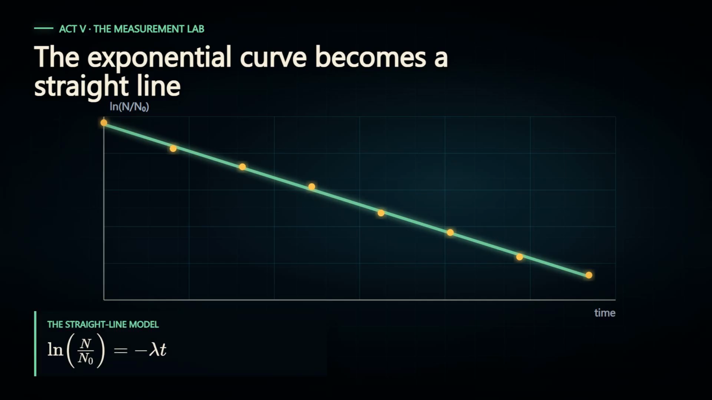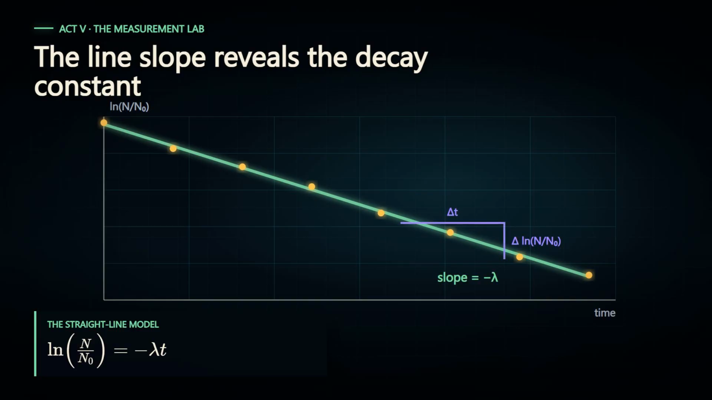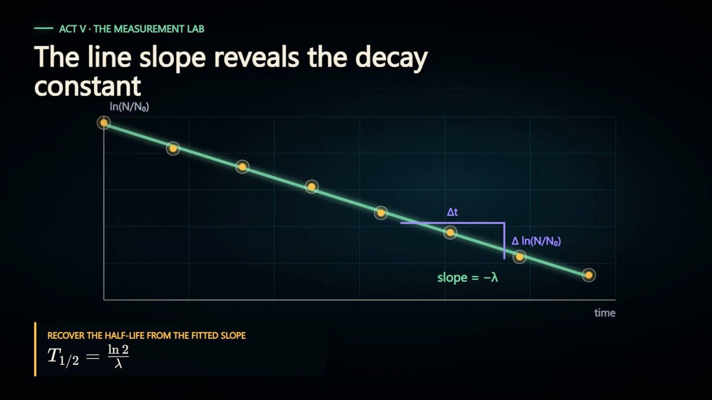The line follows natural log of n over n0 equals minus lambda t. Its intercept is 0 after normalization, and its slope is minus lambda. A straight line fit therefore measures the decay constant. From lambda, we recover the time constant and the half-life, even when individual readings wobble.